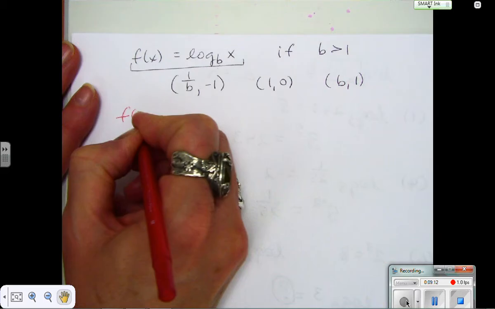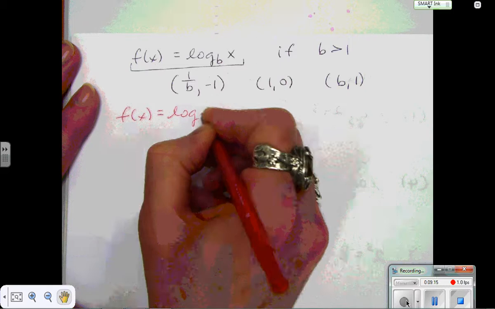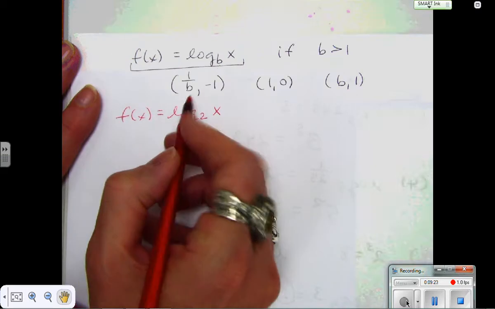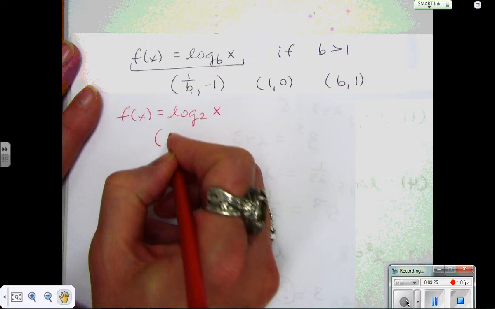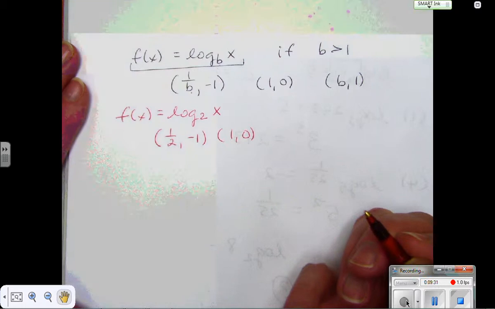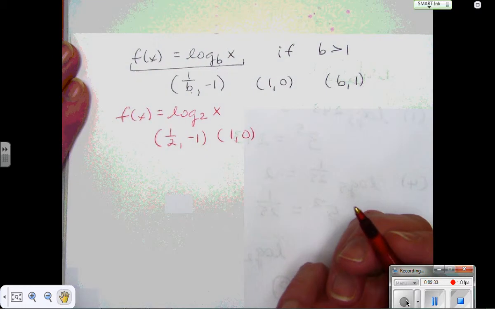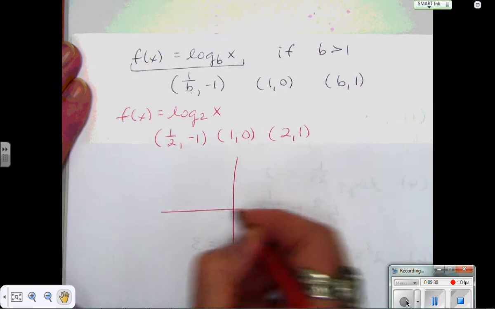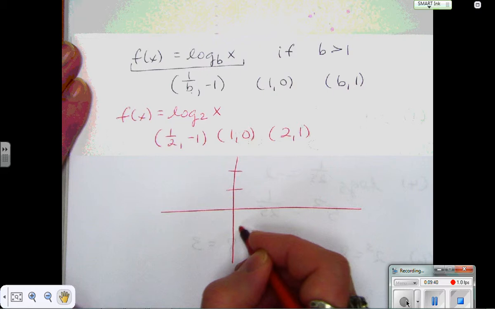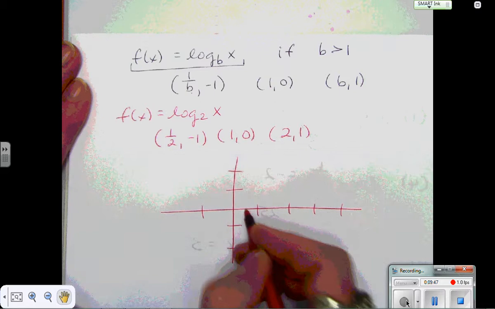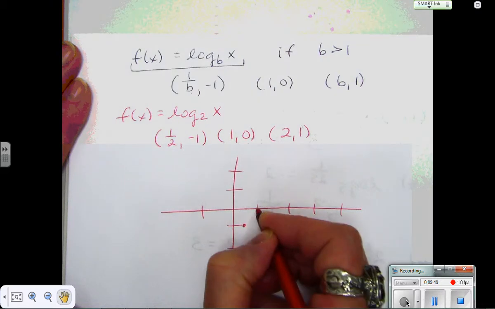I'm going to make the base just a 2. You don't have to use your calculator for this or anything. You can just plug the base into these 3 points that I gave you. So this first point would be 1/2, negative 1. 1, 0, that always stays 1, 0, that never changes. The other two change according to what the b is. And then the last point is 2, 1. Okay, so graphing those points, 1/2, negative 1, 1, 0, and 2, 1, your graph is going to look like this.